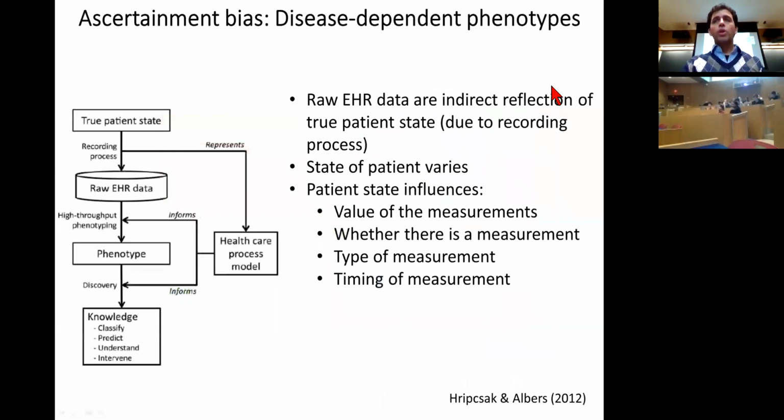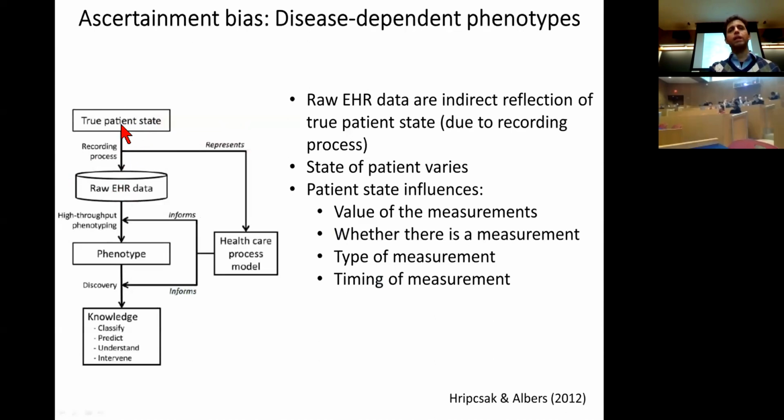So the electronic health record data itself can be thought of in a Bayesian framework as a reflection of the true state of the patient. We never observe the true state. We only measure various things which can tell us about the true underlying state. So basically, the true patient state is hidden from us, but through some recording process, we have some raw electronic health record data, and that's a reflection of it.